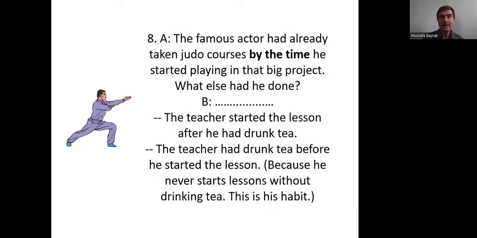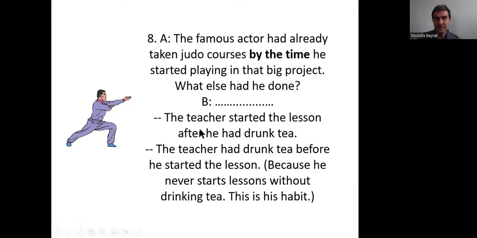Okay, dialogue 8. The famous actor had already taken judo courses by the time he started playing in that big project. Yes, the famous actor had already taken judo courses by the time or when he started playing in that big project. What else had he done? What else had the famous actor done by the time he started playing in that big film, movie? He had learned English by the time he started playing in that big project.